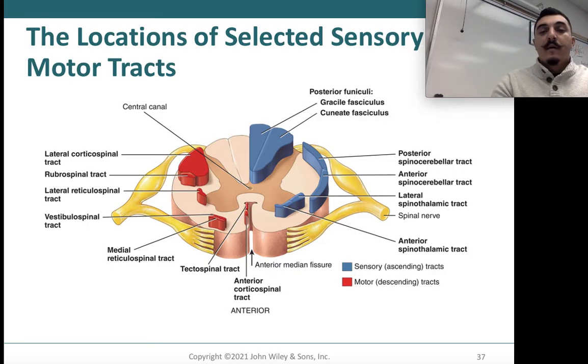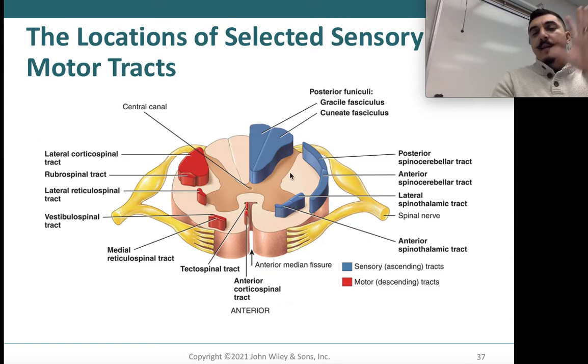Our motor tracts are the ones that carry information from the brain back out to the rest of the body. Some information needs to be sent back to the brain, and some can just be autonomic reflexes that we don't really need to send to our brain to do something about it. Okay.